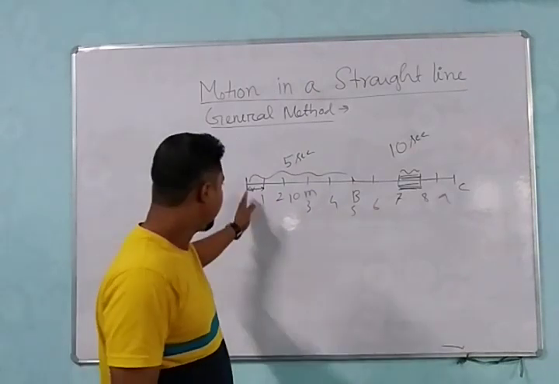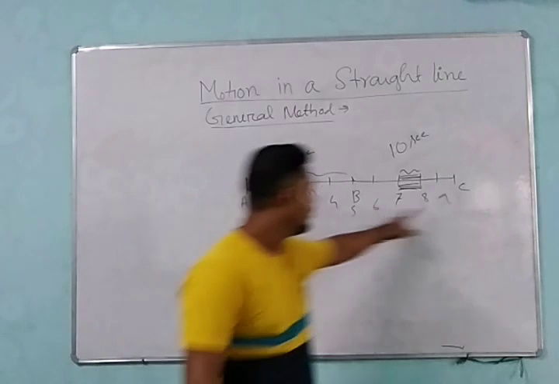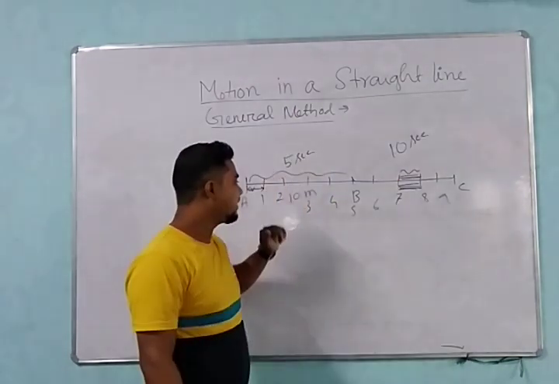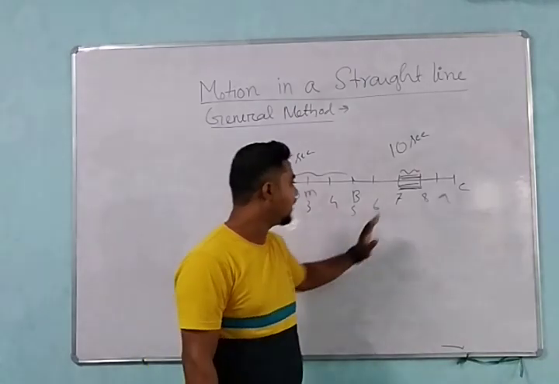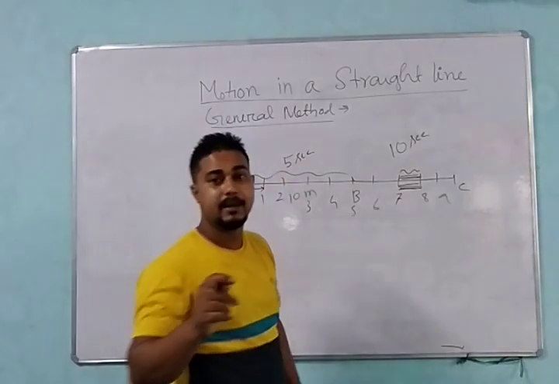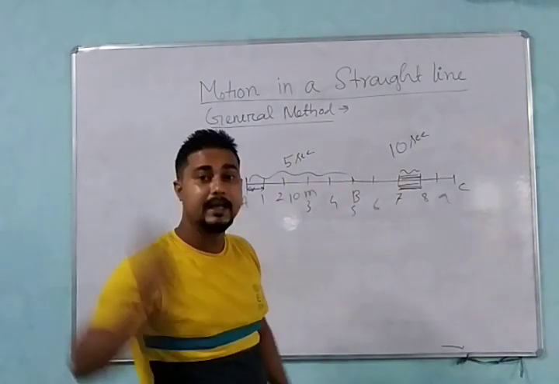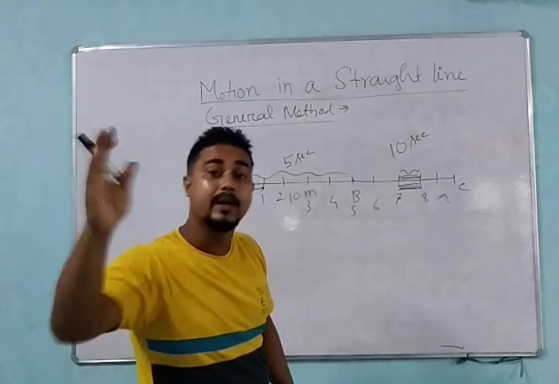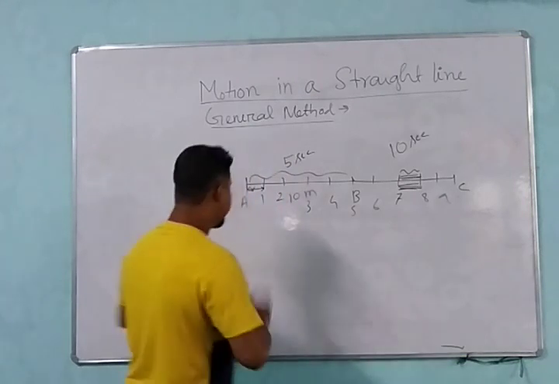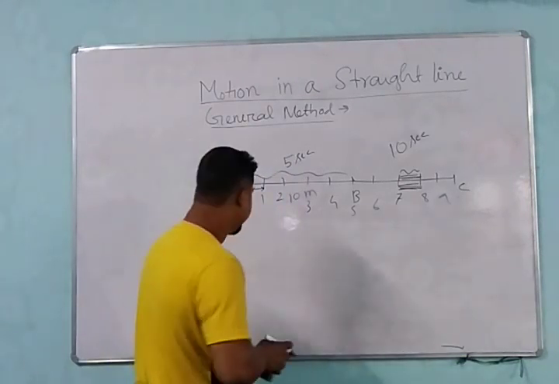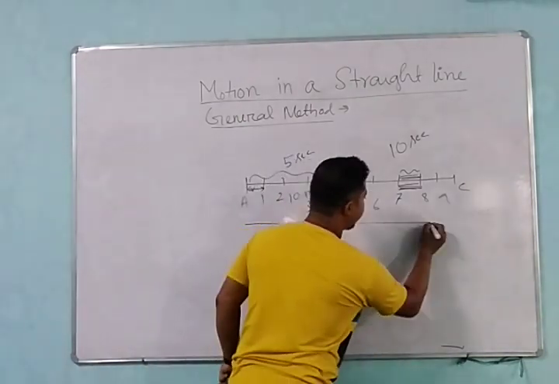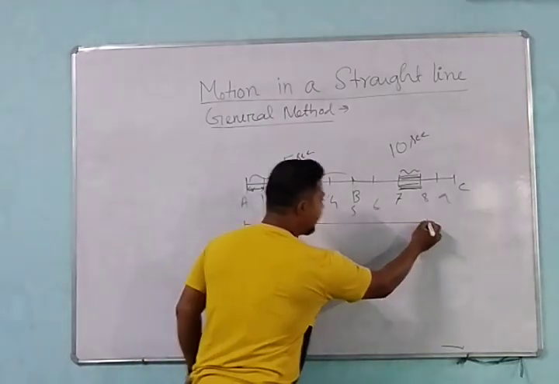So when the body moves from point A to C, it needs almost 10 seconds. If we split it up, like 1 2 3 4 5 6 7 8 9 10, then we have to find the distance traveled by the body in the 7th second, not in 7 seconds. First, let us find the distance traveled by the body in 8 seconds.